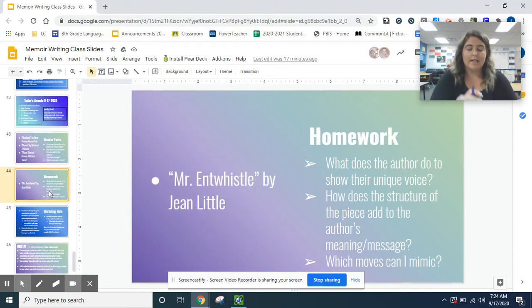Your homework is to go into Mr. Entwistle. It's right at the beginning. It's right here. And by Jean Little. And I want you to do exactly what we just did together. And I want you to do that on your own. You can do that at the first part of workshop, or you can do this as homework at the end. Or if you don't get finished, you should be taking it home.